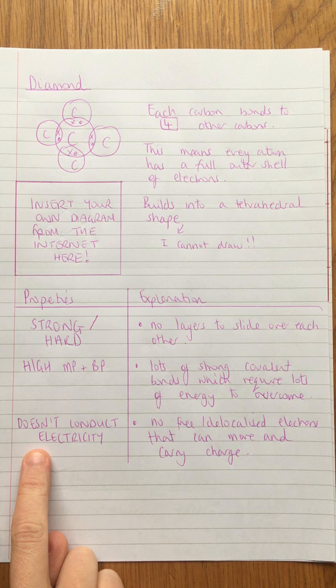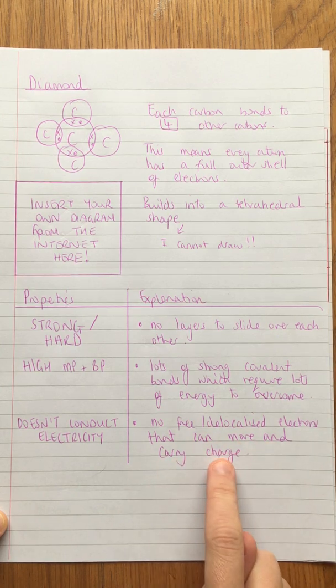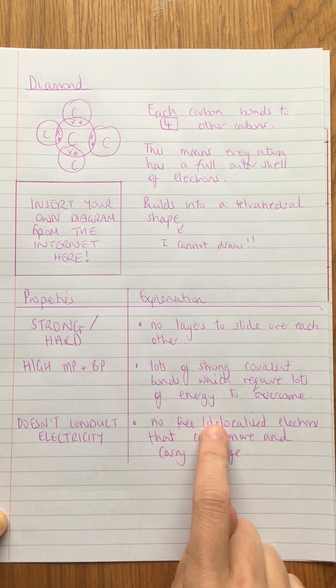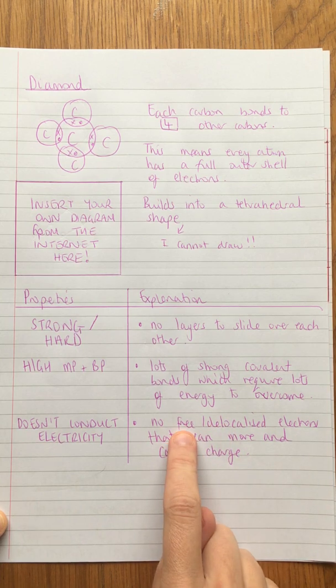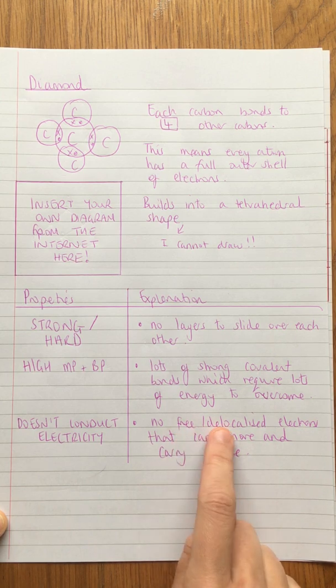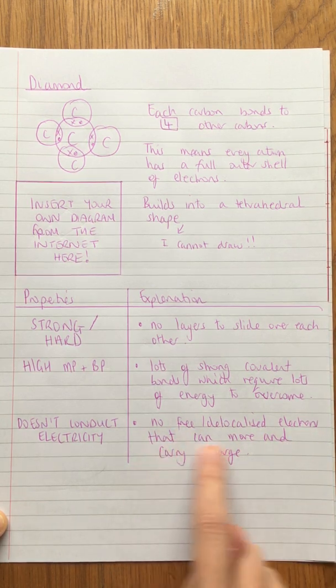The final thing is that it doesn't conduct electricity. The reason for that is there's no free or delocalised electrons that can move and carry charge. These words here are the same thing. In an exam you only have to write one of them. I tend to teach it as free electrons, but some people teach it as delocalised electrons. Both are correct. So I've put both words in there so you're not puzzled next year when someone starts talking about the other one. So no free or delocalised electrons that can carry charge.